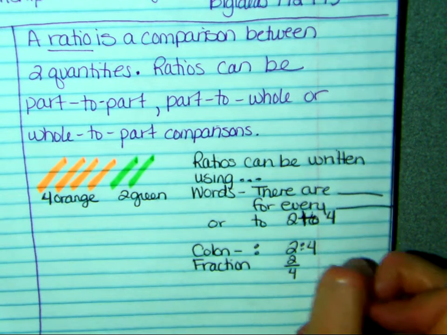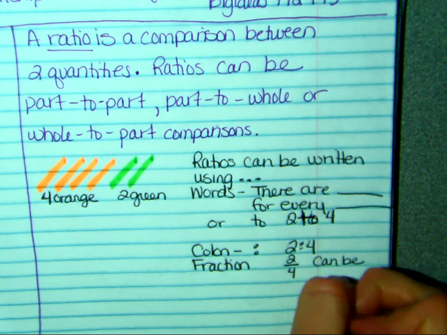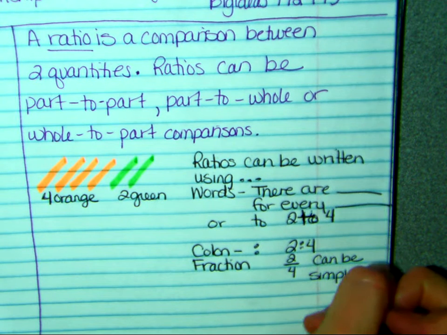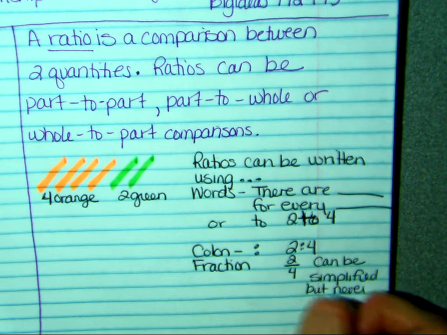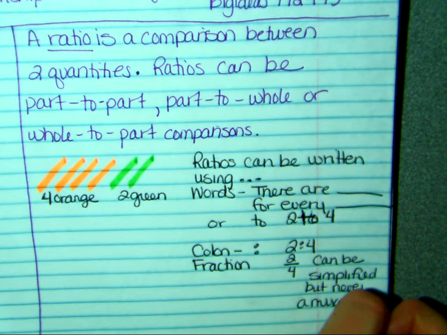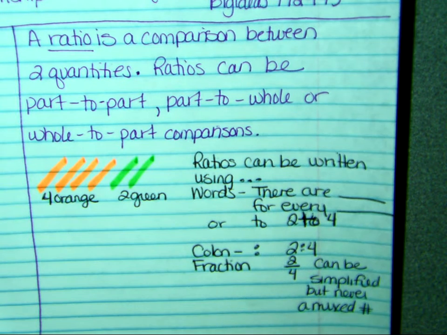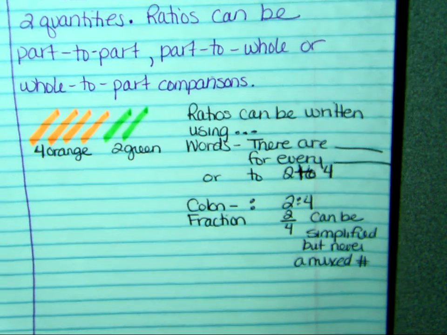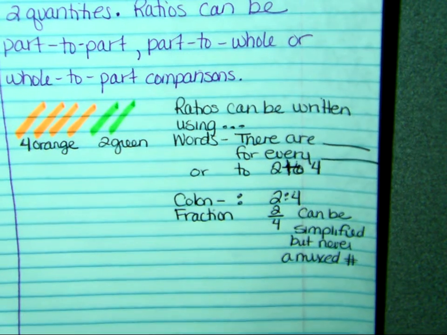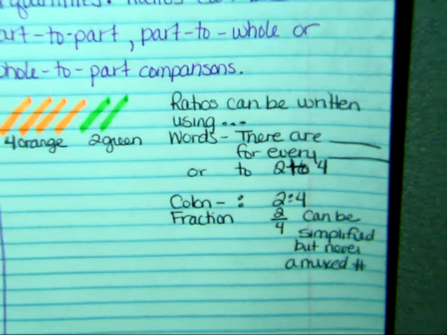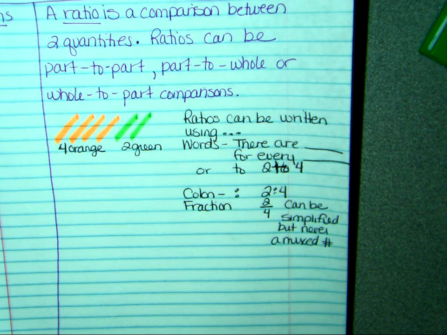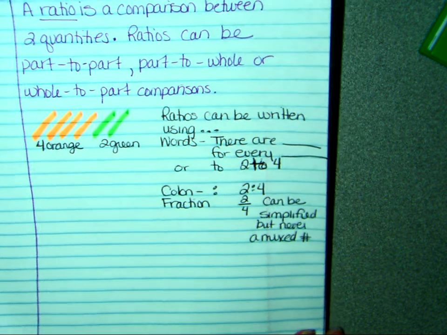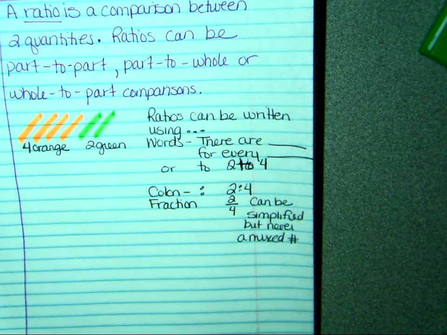Now, fractions can be simplified, but never a mixed number. So you can make your fraction, if it's like 2/4, you could simplify it to 1/2, but if it was 4 over 2, you would never make it 2 because it has to be in a fraction form. So you don't want to ever change it out of that fraction form.